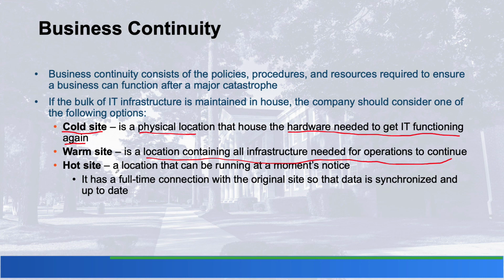A hot site is a location that can be running at a moment's notice. So you have all your people duplicated, you have all your computers duplicated, all of your data duplicated. You don't even notice that the primary site went down. A hot site has a full-time connection with the original site so that the data is synchronized and up to date. We don't have to do any restores with a hot site. A hot site is most expensive. A warm site is kind of the middle ground, and a cold site is the least expensive, but takes the longest to get working.